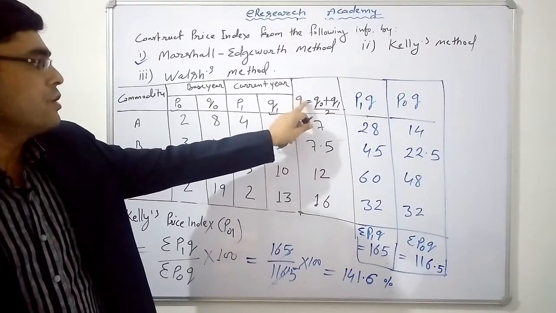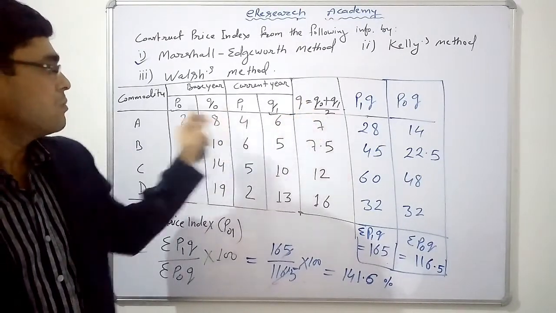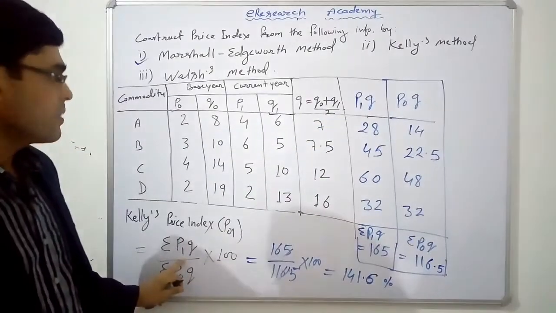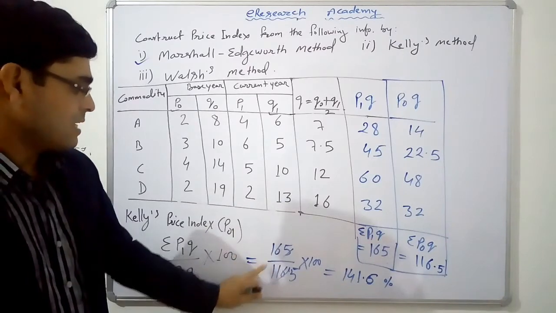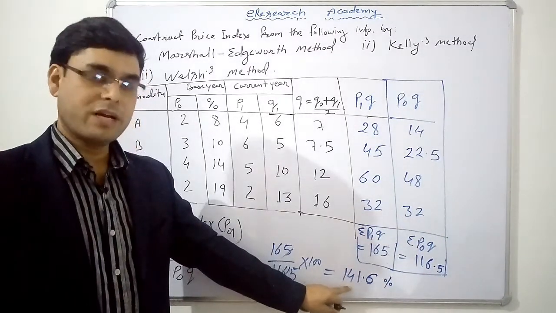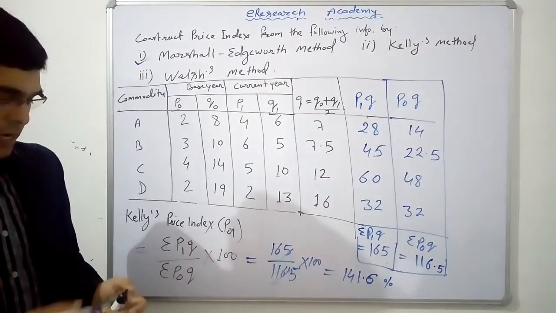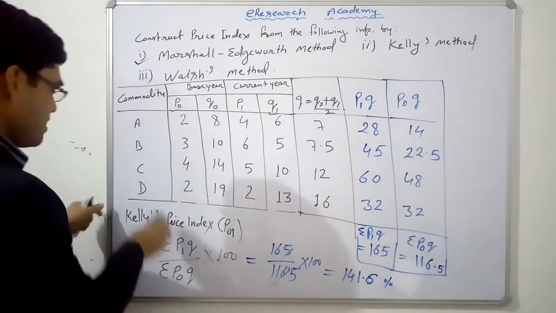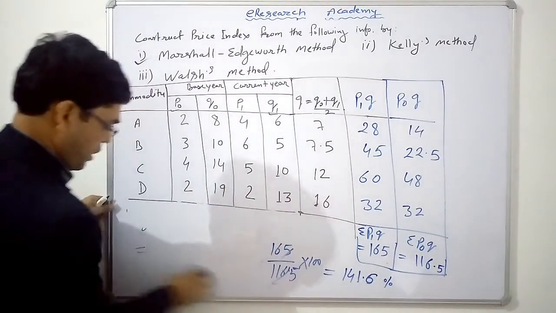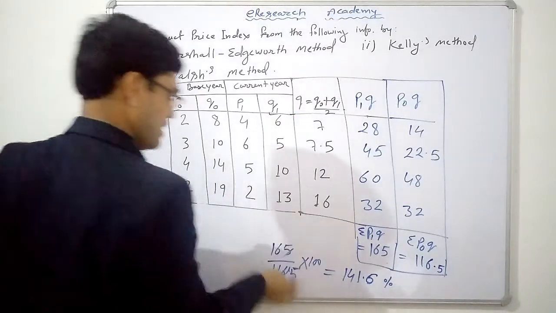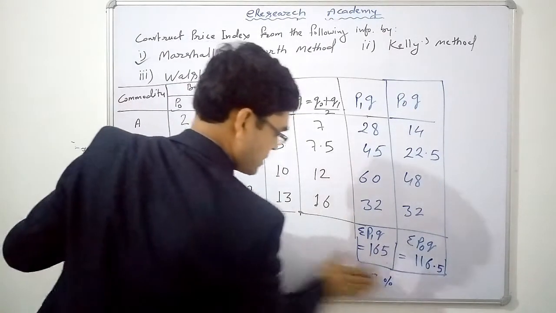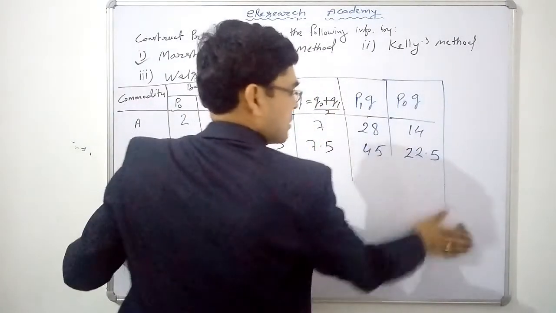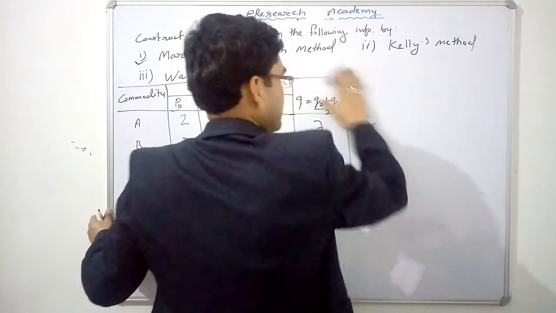We have to identify a new Q. This is the average of both years' quantity. Then we have to find out these two columns as per the formula, and then put these totals in the formula and get the answer. Okay. Next we have Walsh's method. For Walsh's again we need a Q, as we needed in Kelly's method, but this Q is different than the Q calculated under the Kelly's method, right?